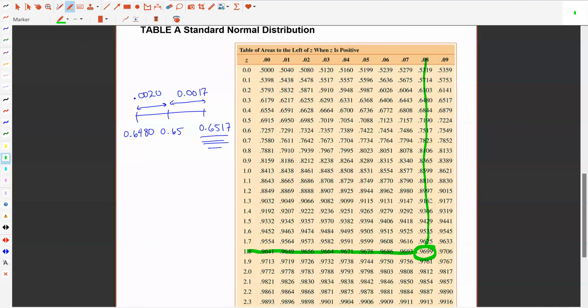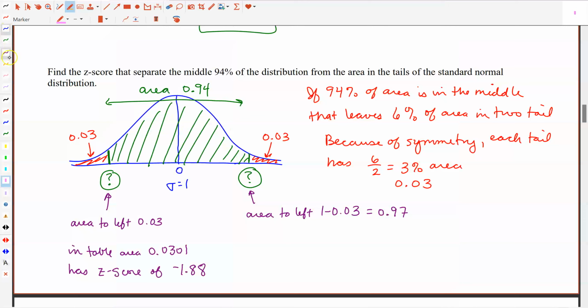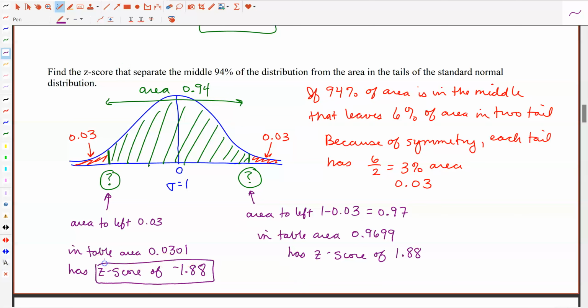Alright, so this one right here we found in the table. We found that the area 0.9699 has a z-score of 1.88. Alright, so these are the z-scores I want. It says find the z-scores that separate the middle 94% of the distribution. Those z-scores are negative 1.88 and positive 1.88.